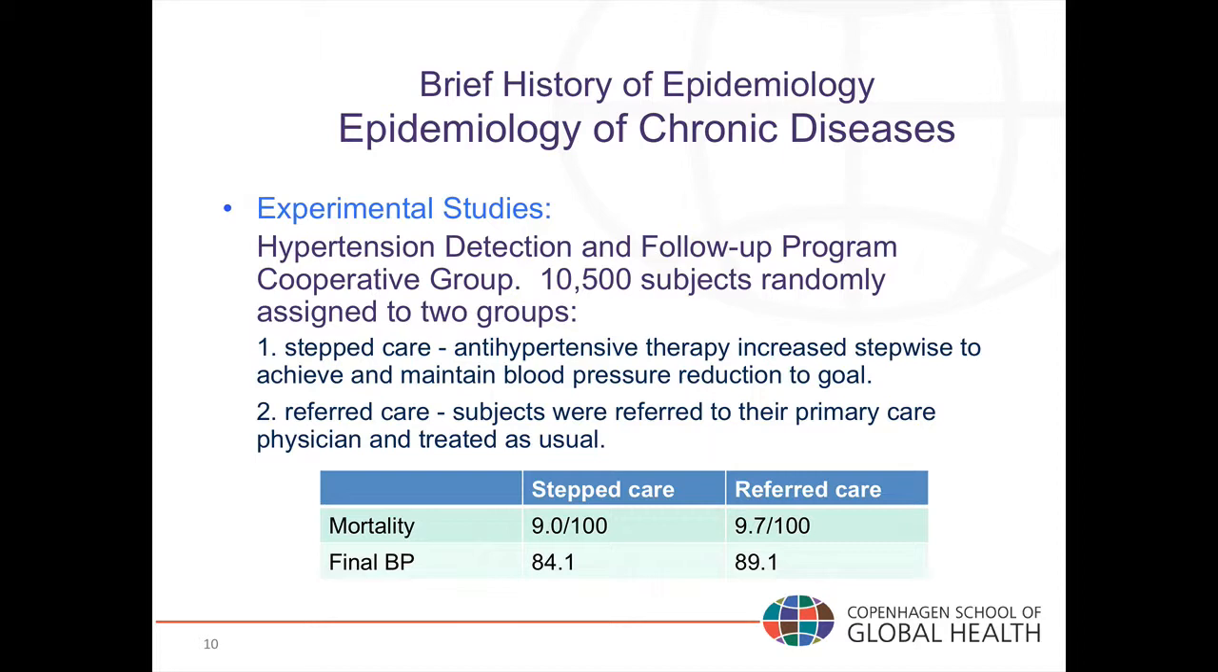tested, and participants, over 10,000 subjects, were randomly assigned to those groups. Either they had some intensive stepped care or what is called their referred care, meaning people were treated as usual through their primary care physicians. And if you look at the table, the mortality difference, 9 out of 100 in the more intensive stepped care against 9.7 out of 100. And you can guess it's not a huge difference.